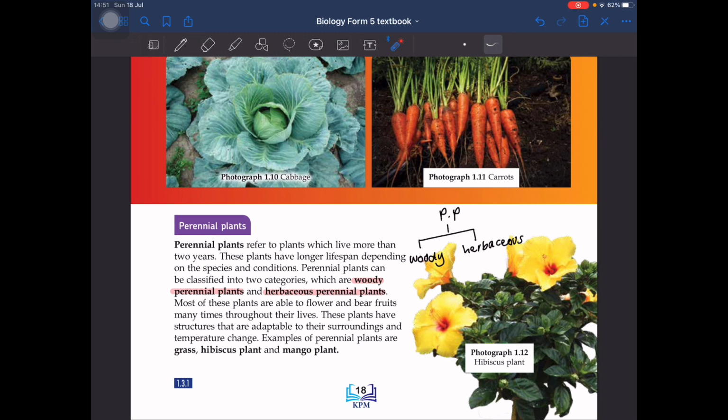So they have structures that are adaptable to their surroundings and temperature change. So for example, you have your grass, you have your hibiscus plant and mango plant. Okay, so annual, biennial, and perennial.